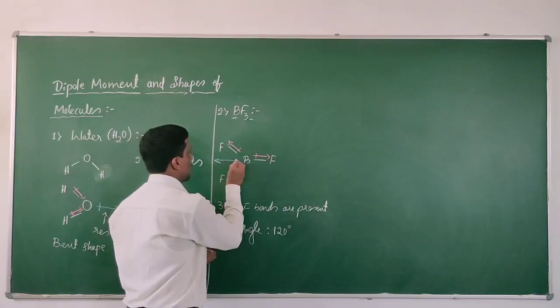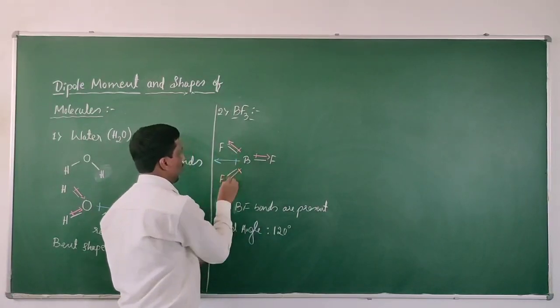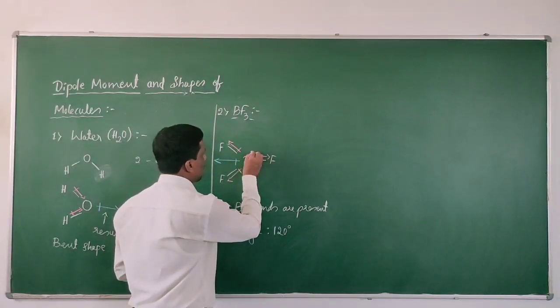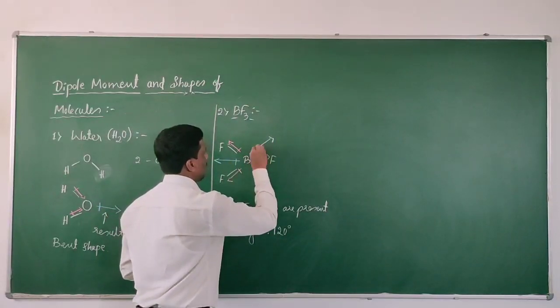This is the resultant dipole moment of these two bonds. And if you consider this one, you will get the resultant dipole moment in this direction.